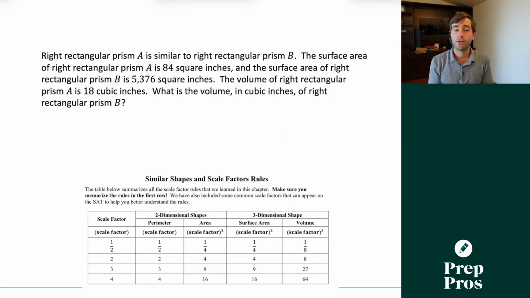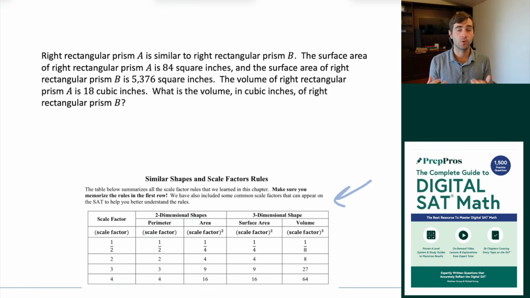All right, the final concept we're going to talk about has shown up a ton as one of the last 1 or 2 questions on the second harder math module, and this is scale factor questions. Now, these questions feel really difficult because students feel like they don't have enough information to possibly solve them, but I've added on the screen here our scale factor rules from our math book, and if you memorize these and understand these, questions become way easier than they look.